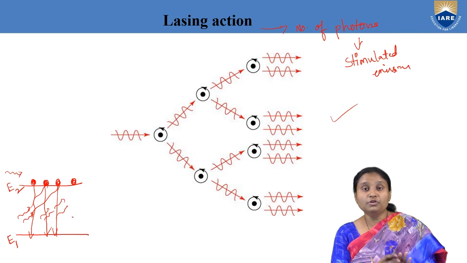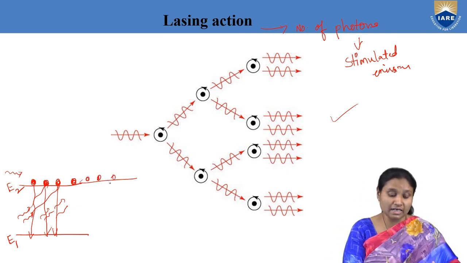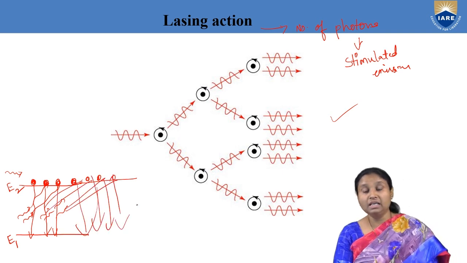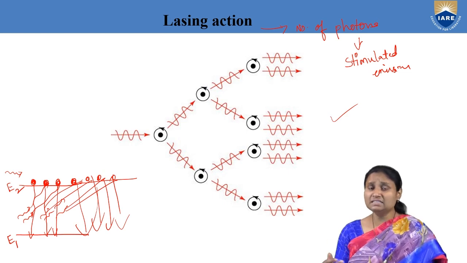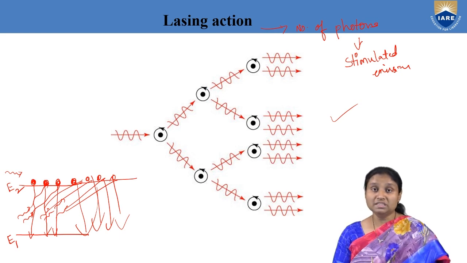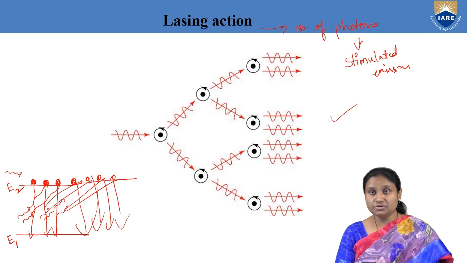Now what are these 4 photons going to do? They'll go and collide with 4 more excited atoms in the metastable state, and they'll make these 4 atoms come down. And again here we have emission of 8 photons. So like this, a chain reaction will start. We need just one photon in order to start this avalanche or chain reaction where multiplication of photons takes place because of stimulated emission. The same thing we are trying to show in this figure.